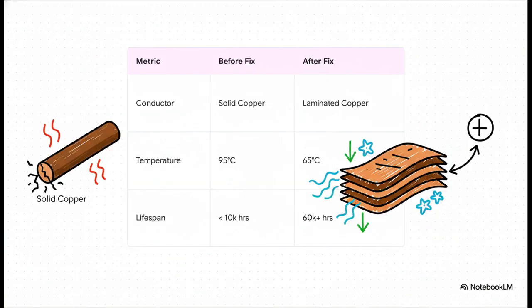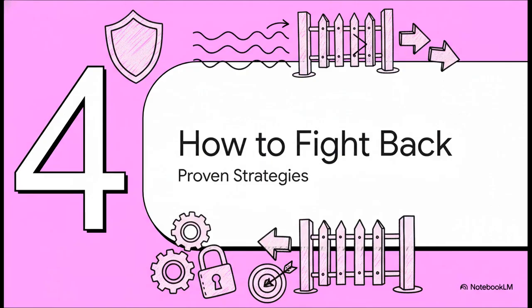The fix was actually both simple and brilliant. They just replaced the solid copper bus bars with thin laminated copper sheets. And look at these results. The temperature dropped by a full 30 degrees, and the expected lifespan shot right back up to where it was supposed to be. This one change saved the entire system. Okay, so now that we understand the enemy, how do we fight back? Well, fortunately, there are proven industry-standard strategies to mitigate the skin effect and protect your systems.